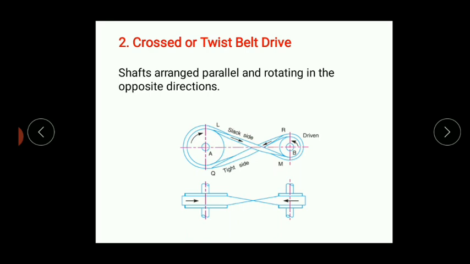We need to remember what the tight side and the slack side are in the case of both the flat belt drive and the cross belt drive, that is, open belt drive and cross belt drive. One more thing you should observe here is that the direction of rotation of the driving pulley is clockwise, but the driven pulley is rotating in the anti-clockwise direction. So in the case of a cross belt drive, the direction of rotation of the driven pulley is opposite to that of the driving pulley.